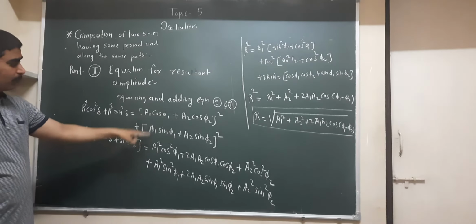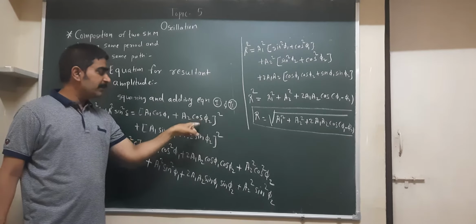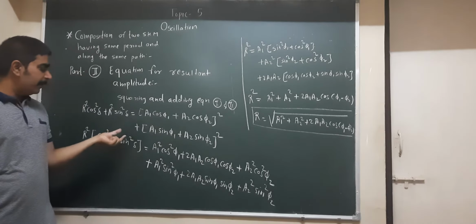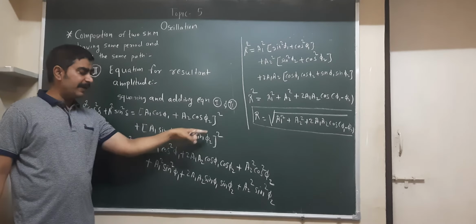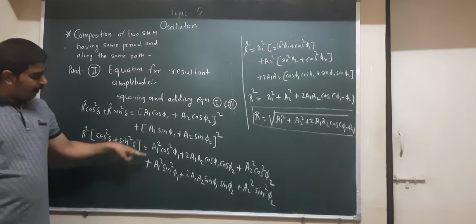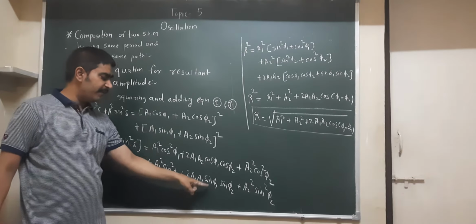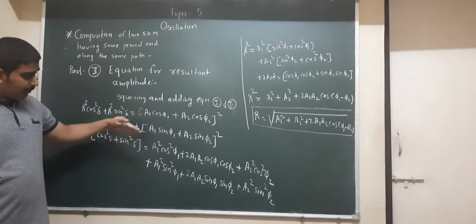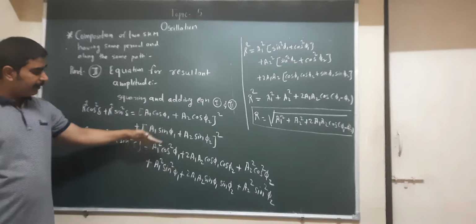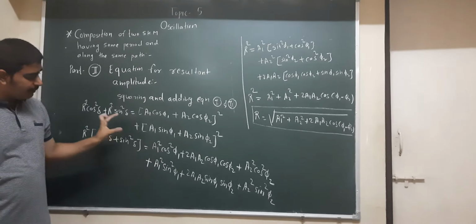So a1 square cos square phi 1 plus twice a1 a2 cos phi 1 cos phi 2 plus a2 square cos square phi 2, plus here (a1 sin phi 1 plus a2 sin phi 2) whole square. So same formula: a1 square sin square phi 1 plus twice a1 a2 sin phi 1 sin phi 2 plus a2 square sin square phi 2. Remember, I have written the expansion of the first bracket and below it the second bracket so that it is very useful for us to take a1 square as common.